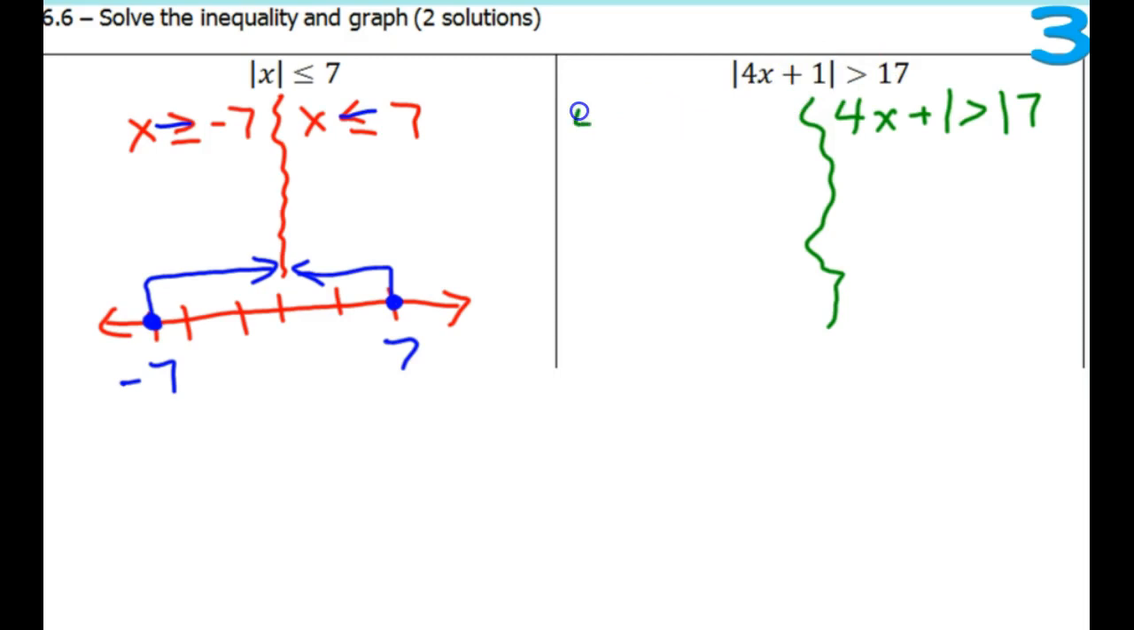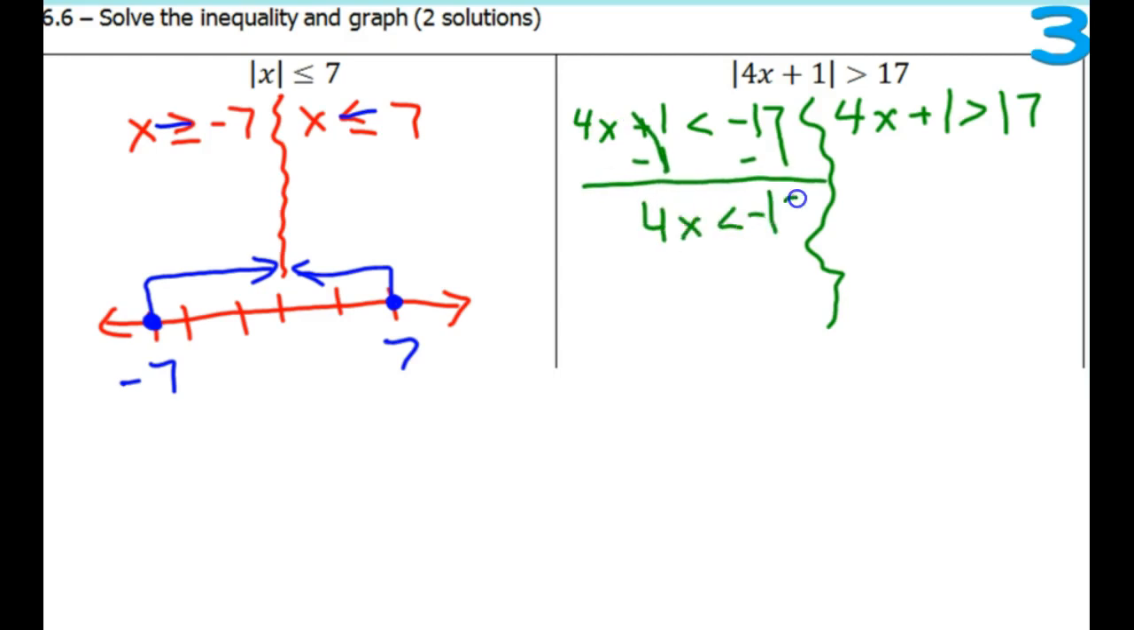The other side is going to be 4x plus 1. We're going to flip our symbol and we're going to flip our sign. Now we have 4x plus 1 is less than negative 17. So, first of all, to solve this, we need to get rid of the 1. So we're going to subtract 1. We're left with 4x is less than negative 18.